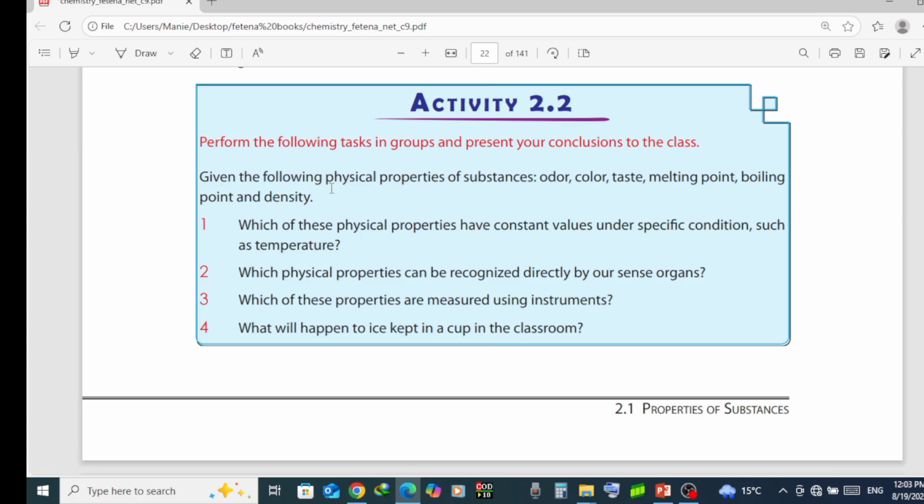So using this, question number 1 says, which of these physical properties have constant values under specific condition such as temperature? Which physical properties can be recognized directly by our sense organs? Which of these properties are measured using instruments? What will happen to ice kept in a cup in the classroom?